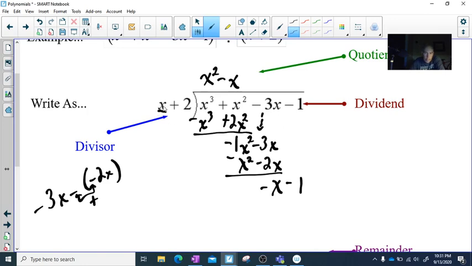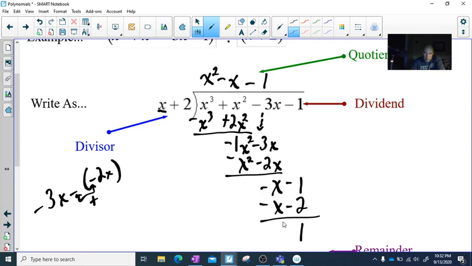What do I multiply x by to get negative x? It would just be negative 1. Negative 1 times x, negative x. Negative 1 times 2, negative 2. Subtract to give me 0. That's what we said always happens. Negative 1, subtract a negative 2, that's a positive 1.